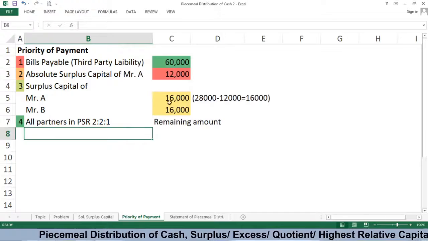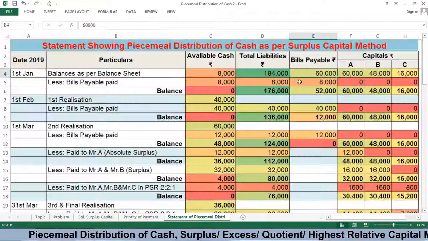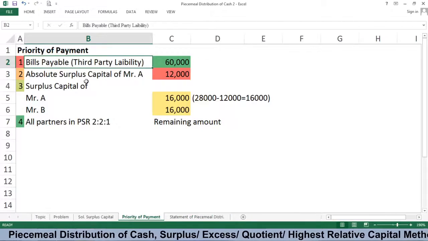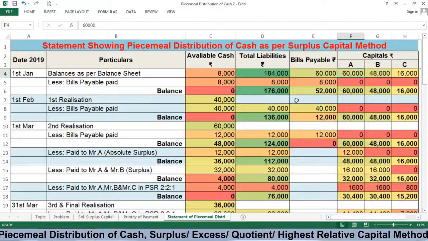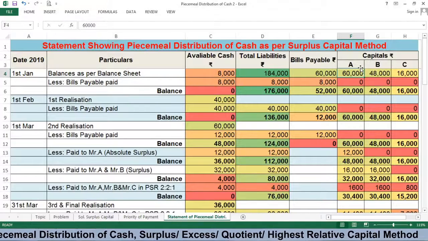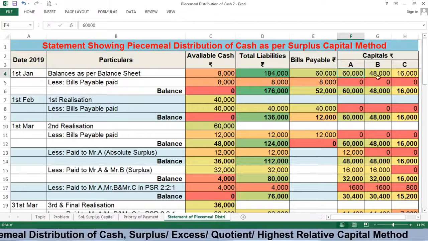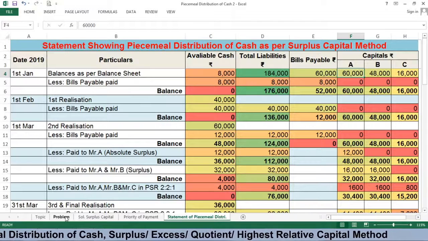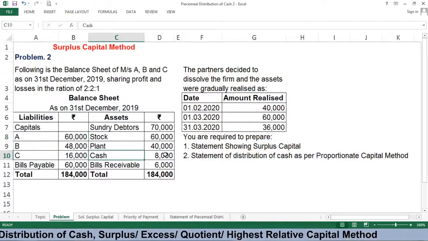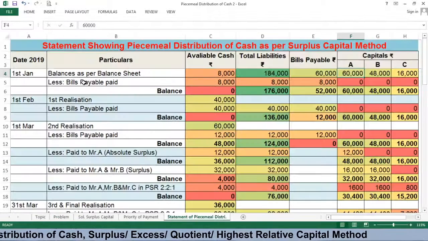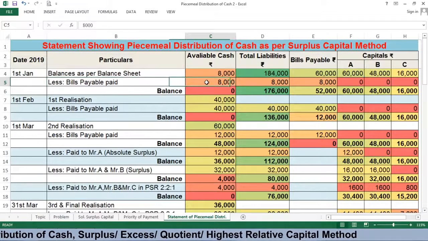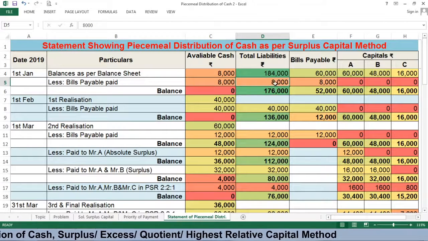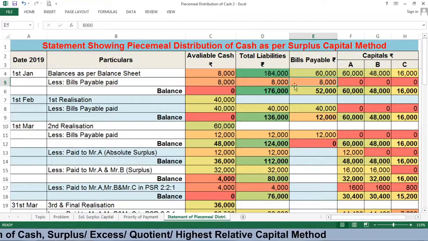Then whatever liability you have, that is priority of payment, you have to maintain all the columns. First of all, you have to maintain bills payable, so here you have to prepare a bills payable column. Then there is no other liability other than bills payable and partners' capital, so you will just create partners' capital columns, Mr. A, B and C. Here you can pay whatever amount you have. In the problem, the basic cash available in our hand is rupees 8,000. So in the first step we will pay bills payable 8,000. After the payment of 8,000, our total liability will reduce by 8,000 and bills payable will be reduced by 8,000.